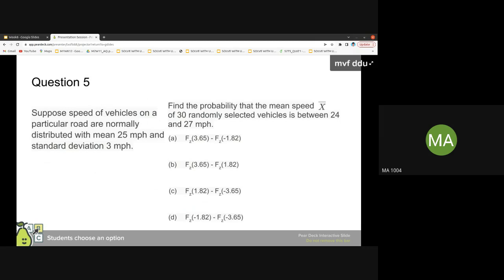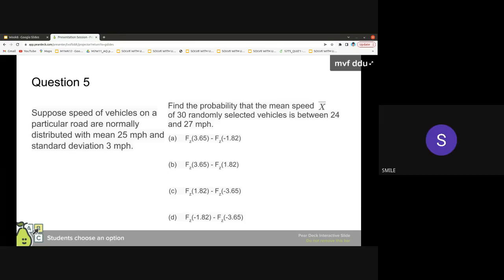So the speeds are given to be normally distributed. In weeks 7 and 8, whatever question you see, we will always give you the mean and the standard deviation of the distribution. So here we said the speeds of the vehicles are normally distributed with mean 25 and standard deviation 3. What we ask you is to find the probability that the mean speed, which is the sample mean, of 30 randomly selected vehicles is between 24 and 27.